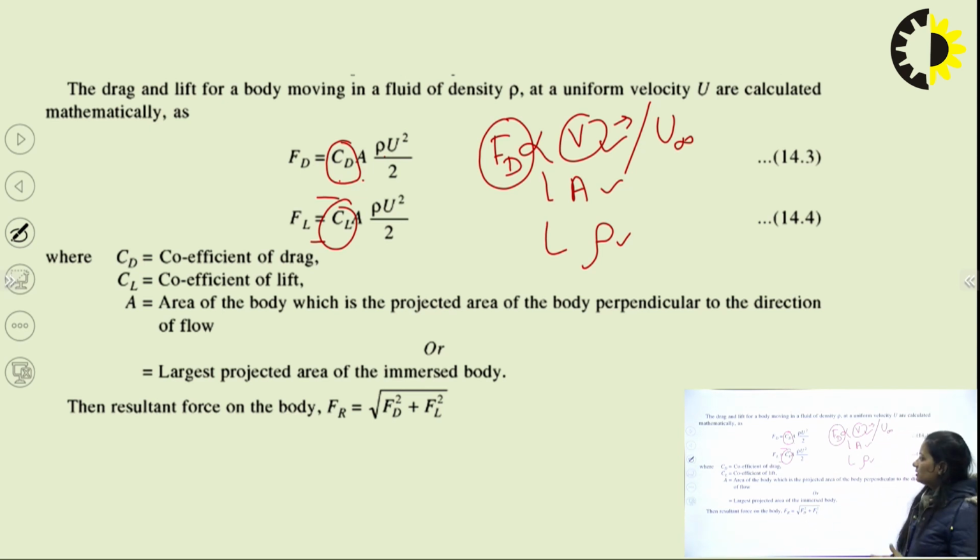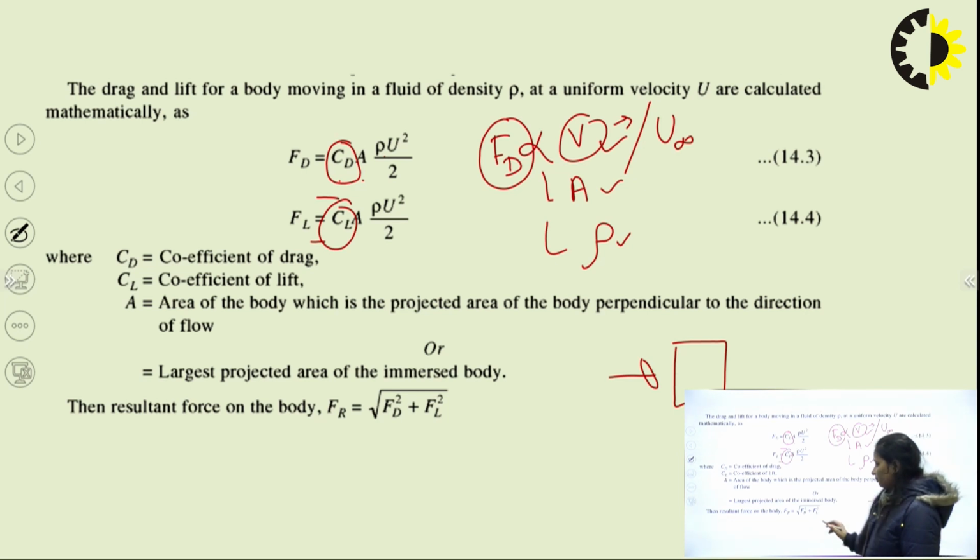What is area? Obviously, it is the projected area of the body perpendicular to the direction of flow. If the flow is in this direction and the body is placed in this direction, whatever projected area is coming in the flow direction, you have to take as capital A. Now the resultant force: when you know FD and FL, you can calculate the resultant force as root over FD square plus FL square.